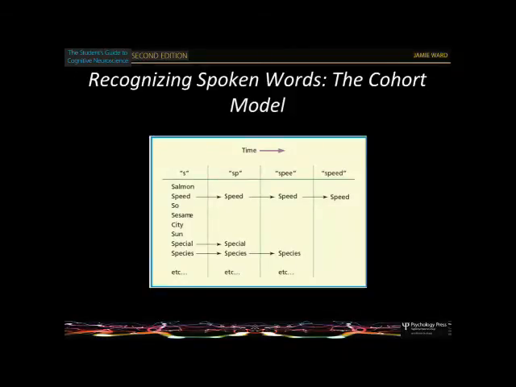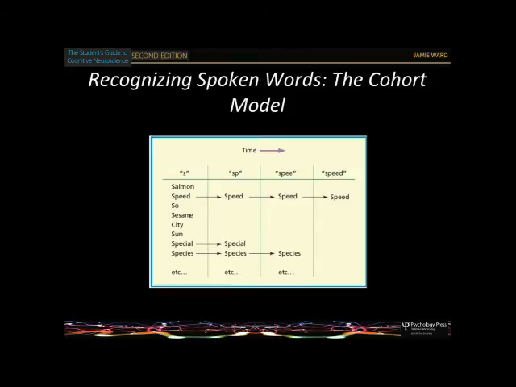And the famous model in the literature for doing that is Marslen-Wilson and Tyler's cohort model. And the claim here is that when you're listening to words, you hear the start of the word before the middle of the word, before the end of the word. And that's very different from seeing the word, where you see all the letters at once.